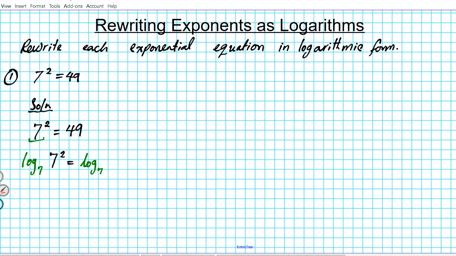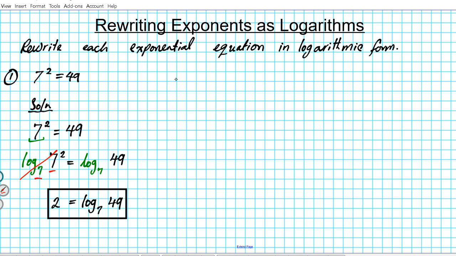This is not a multiplication operation. This is a composition operation. So we're taking the log of both sides. On the left side, since the base of your log and exponents are identical, guess what? They cancel each other out. And we have the final answer: 2, just bring down the exponent, equals log base 7 of 49. So this is the equivalent logarithmic form of the original exponential equation.